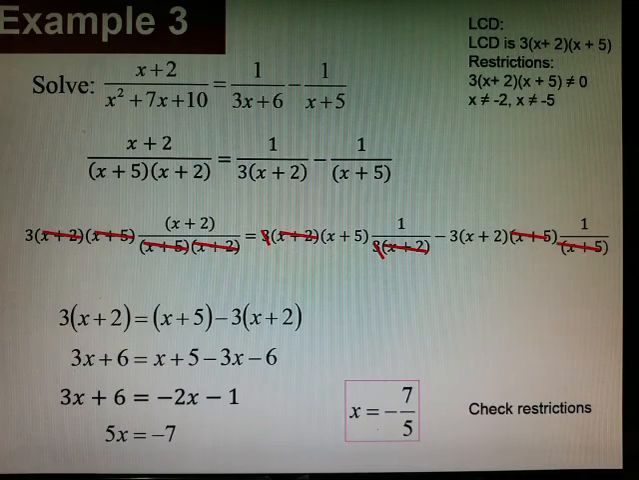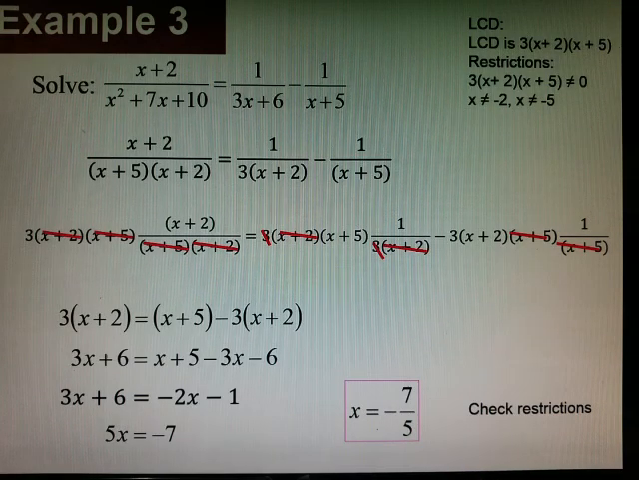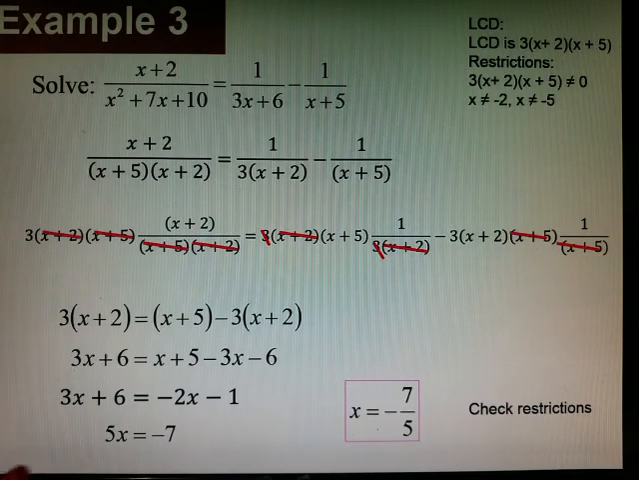Again, check with the restrictions. X cannot be -2 or -5, so we're good with that. Should be good. Now you could plug them in to check these. These are pretty difficult to check just because you get these fractions within all these fractions. So it is pretty tough to do a plugging in checking.